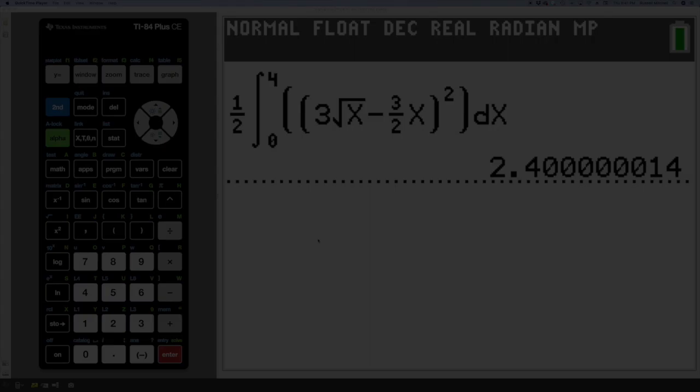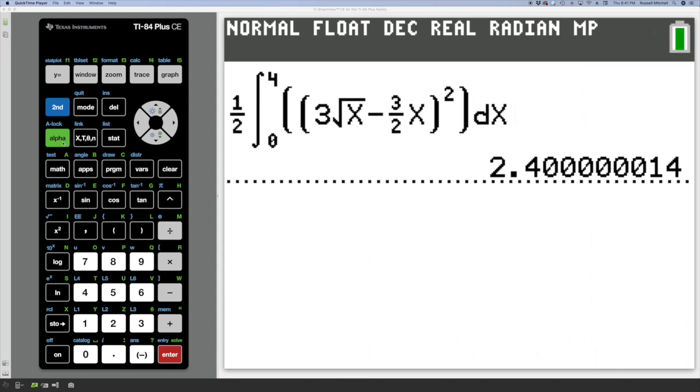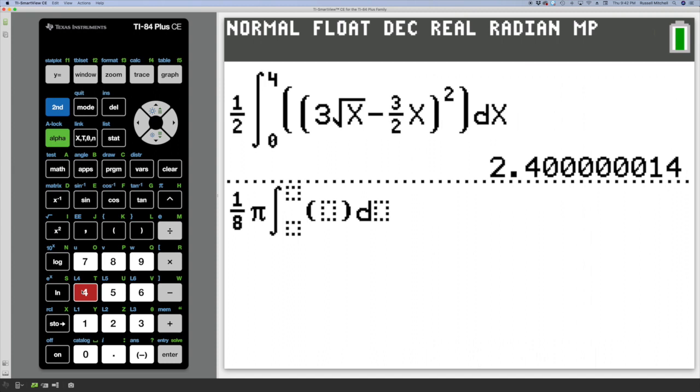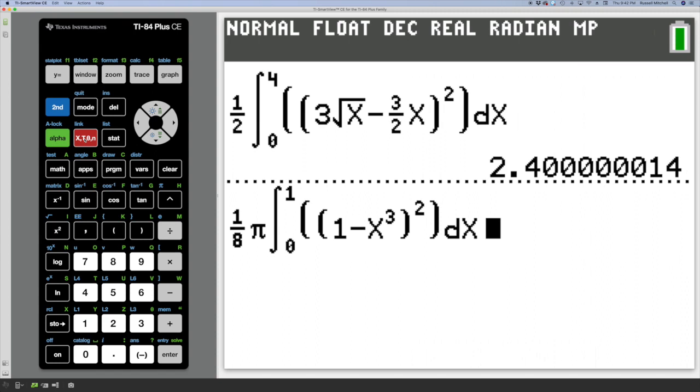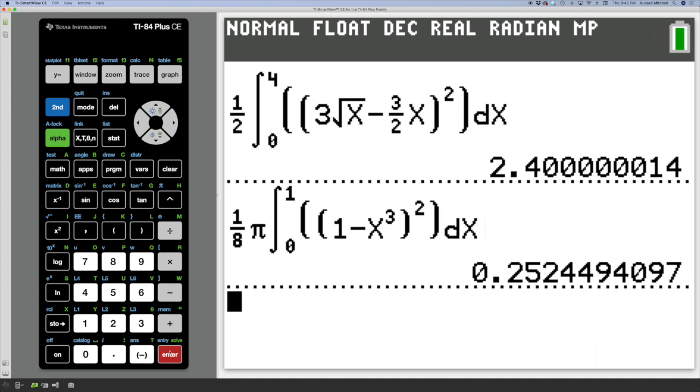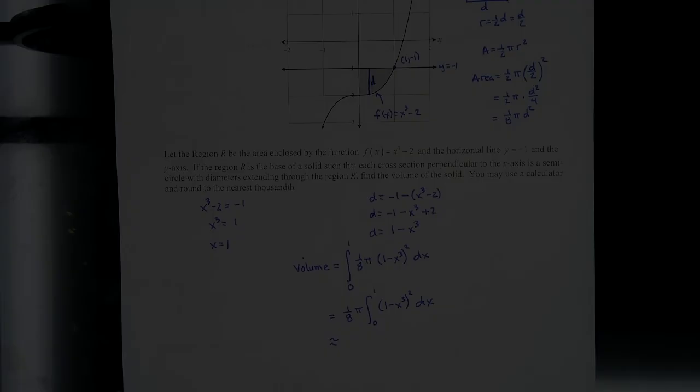For this one, again, we're going to do the fraction bar, and then 1/8. And then we need pi, and pi is second, the exponent key, the caret key. And then we need to integrate, so alpha window number 4 for function integrate. We're going to integrate from 0 to 1, and the function we're going to integrate is, I'm going to start a parenthesis, and then 1 minus x to the third, come out of the exponent, close the parenthesis, and then we need to square that, and then dx. Then press enter, and we get 0.2522, and that's our volume for this one.